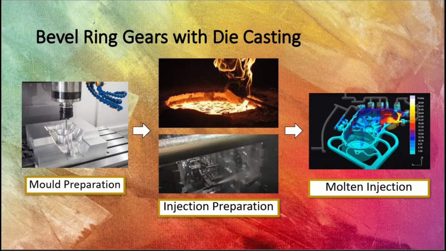The molten injection is the process where the ram or plunger is used to inject the molten material into the mold cavity. After the solidification is done, the mold is opened and then the die casting is taken out. Very little finishing is needed, if necessary. Next.